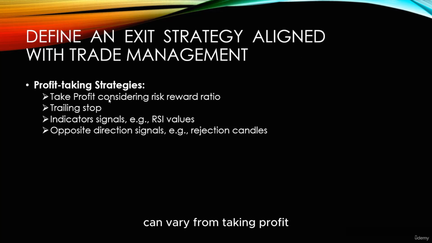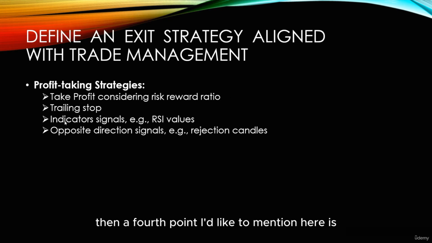Profit-taking strategies can vary from taking profit considering a fixed risk-reward ratio, or a trailing stop, which is mainly following the winning trade to the maximum to maximize the profits, or using indicator signals like technical indicators, for example, the RSI values. If you are longing the market and then the RSI crosses above, let's say, the value of 75, then you want to exit probably and close your winning trade because most probably you will have a retracement because the market is overbought.